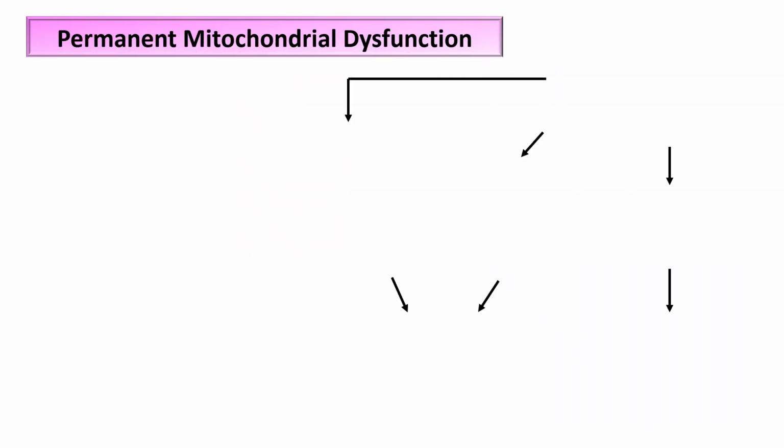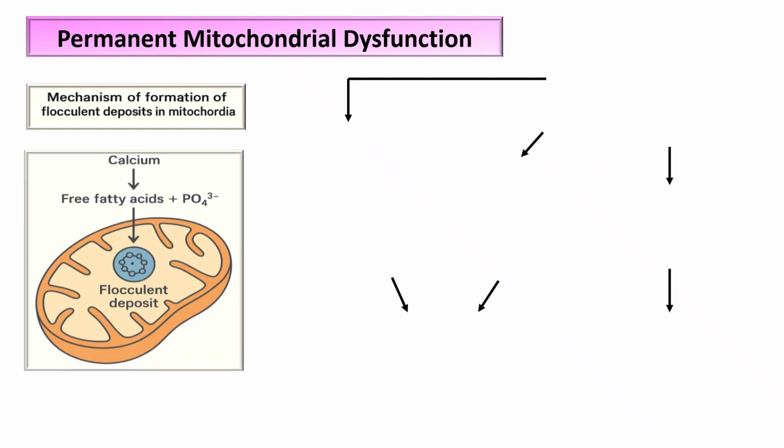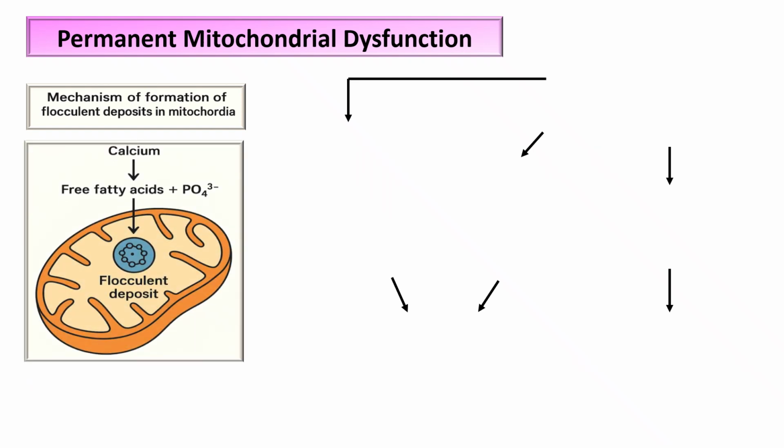Coming to another hallmark of irreversible cell injury, that is permanent mitochondrial dysfunction. In mitochondria, two things are going to happen. One is mitochondrial damage and another one is deposition of large flocculent amorphous deposits of calcium. First is the mechanism of formation of flocculent deposits in the mitochondria. Because of irreversible cell injury, there is damage to the plasma membrane, mitochondrial membrane and lysosomal membrane.